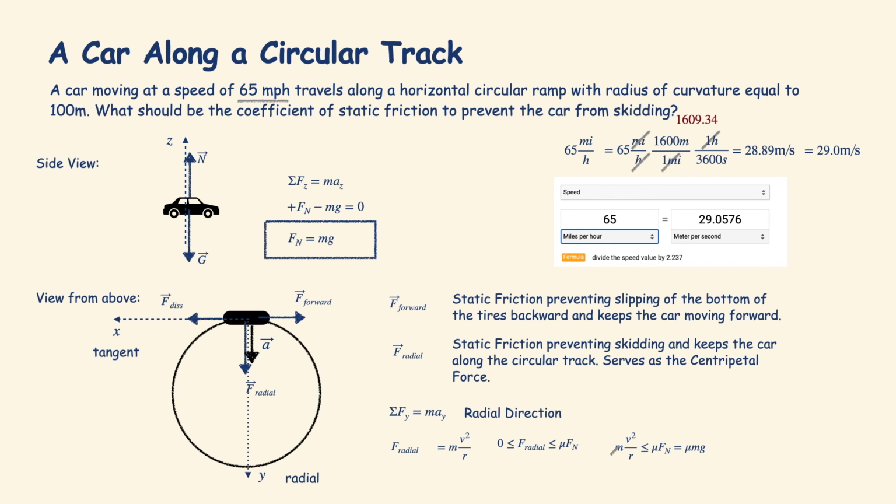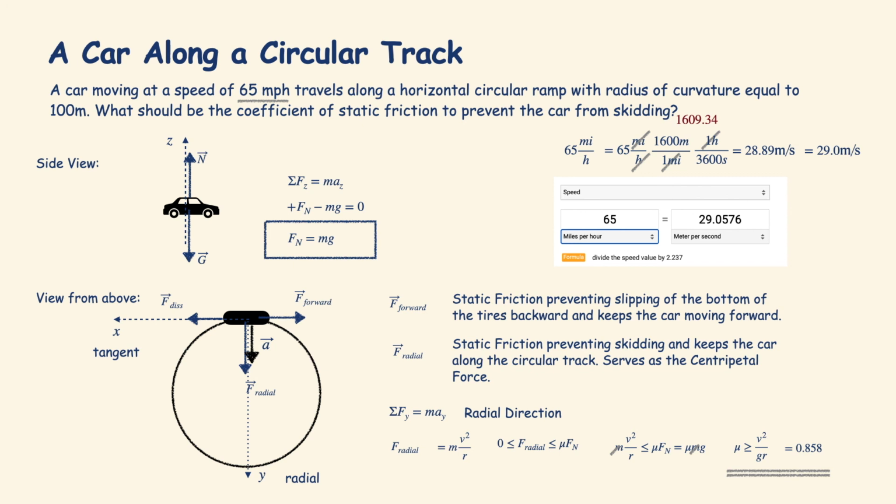So I can cancel the mass here, and I can see that the coefficient of static friction, mu, has to be greater than or equal to v squared over gr. Now I can just plug in the numeric values. V here is 29 meters per second, g is 9.8 meters per second squared, and r is the radius of curvature here, 100 meters. So that gives me for the coefficient of friction that it must be 0.858 or bigger than that value.